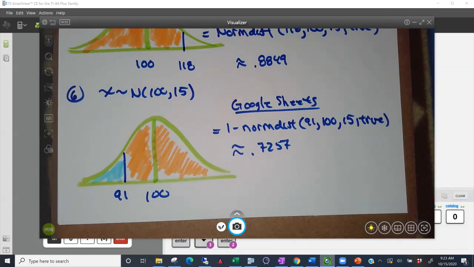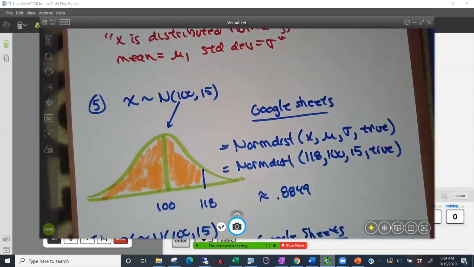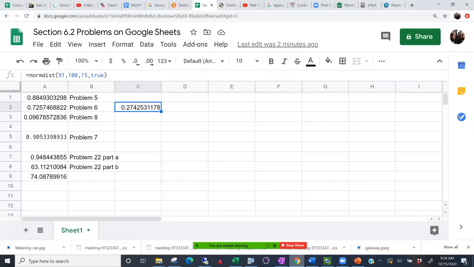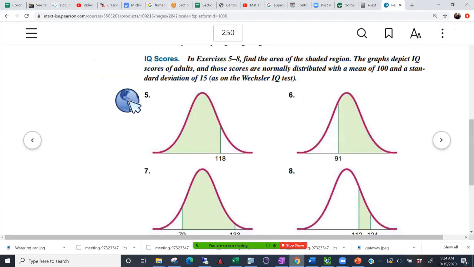Let's try a couple more here from this part of the homework. So try problems number 7 and 8. So we'll do those in order. Let me get back to our page here. There we go. And let's move up a little bit.